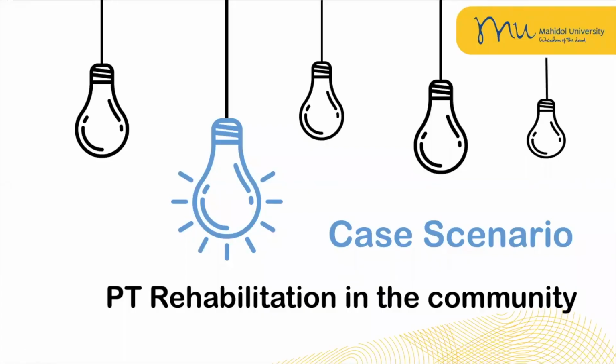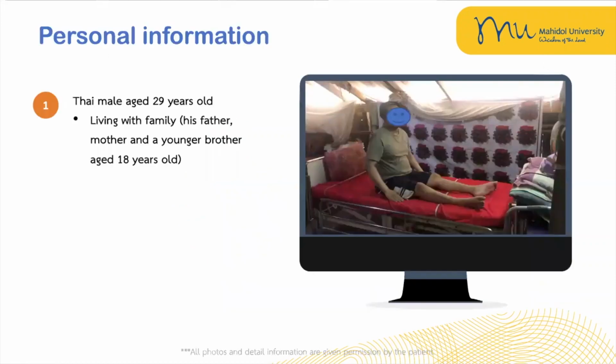Next, we will go to the case scenario, which represents how PT rehabilitates a patient in the community. I met this patient in 2018 during a survey in the community. At that time, he was 29 years old. He lives with his family, including his father, mother, and younger brother. His parents were employees in a prawn farm. He was a fieldwork electrician before having an accident.